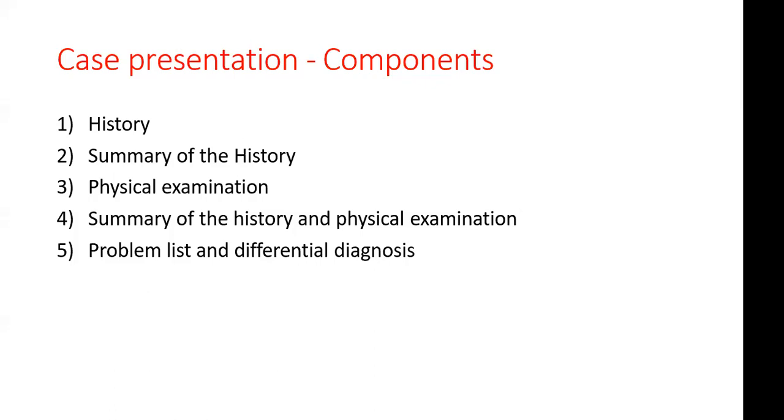What are these 5 components? Obviously, the history. Then after the history, you should have a summary of the history. Then the physical examination. After that, you have a summary of the history and the physical examination. That is a more composite or combined summary, or the final summary. And then as the 5th item, you have a problem list and differential diagnosis. I will explain all of these as we go on.